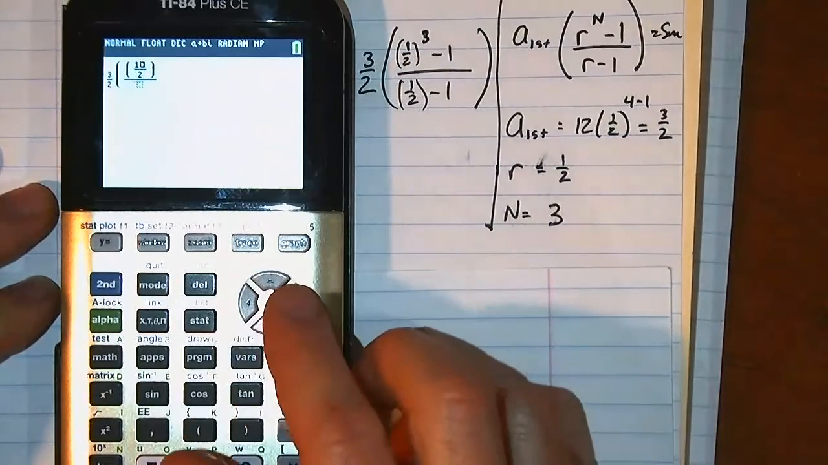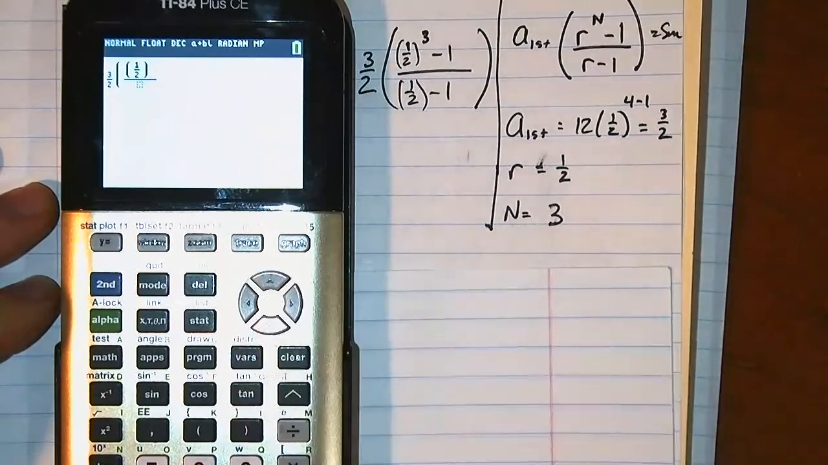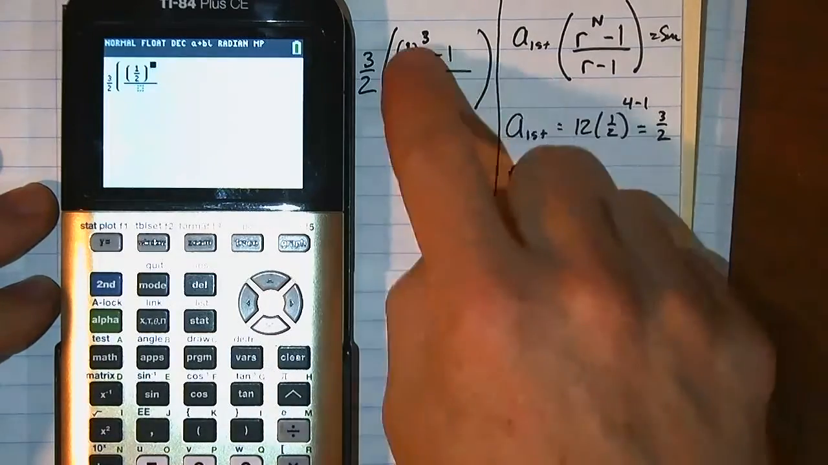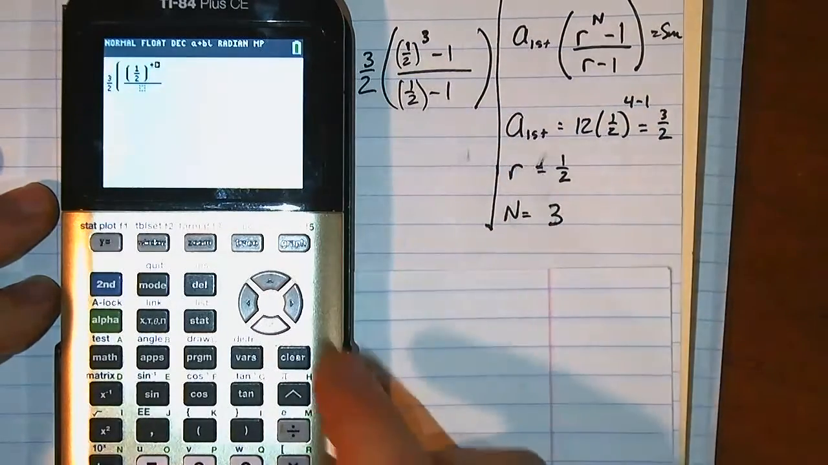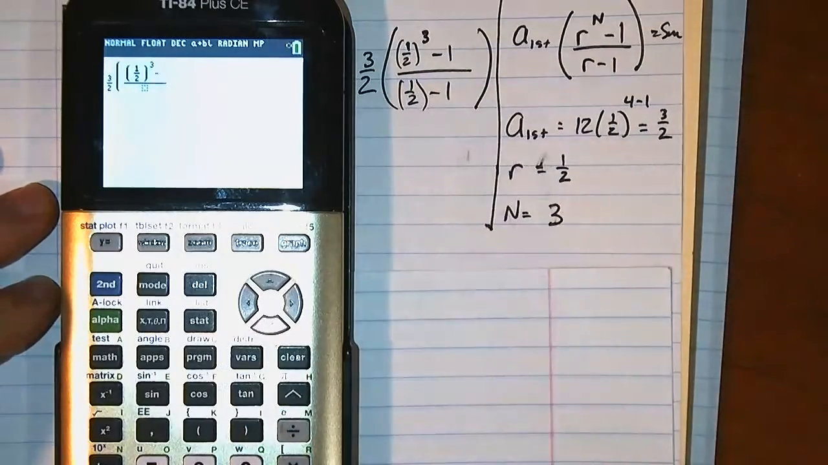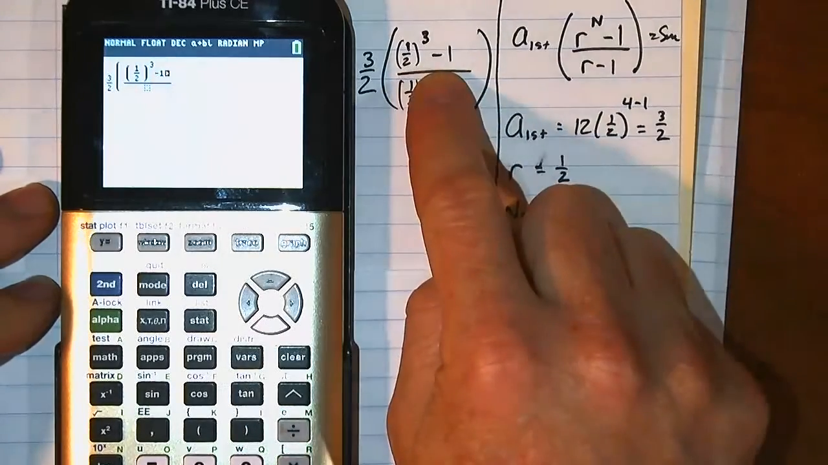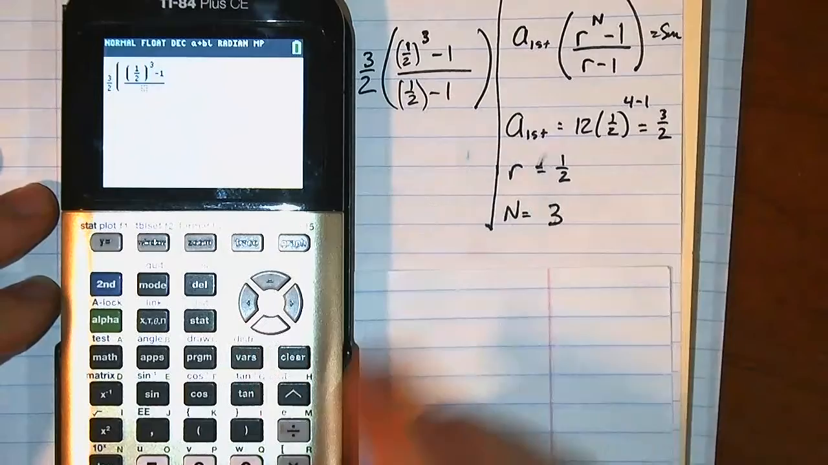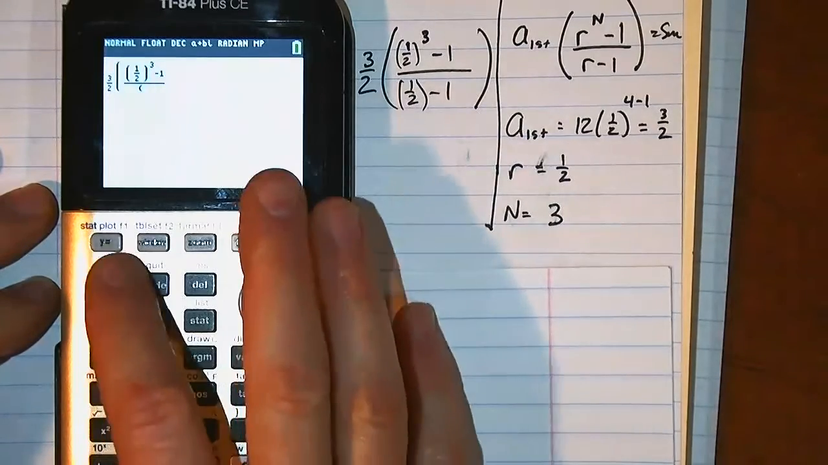I'm having trouble pushing the right buttons. There we go. Now I'm going to take that and raise it to the 3rd power. Then I'm going to subtract 1 from that answer. And that's my top. In the bottom, I'm going to, again, put a fraction.